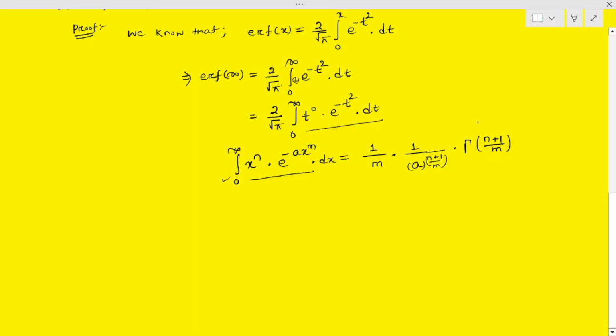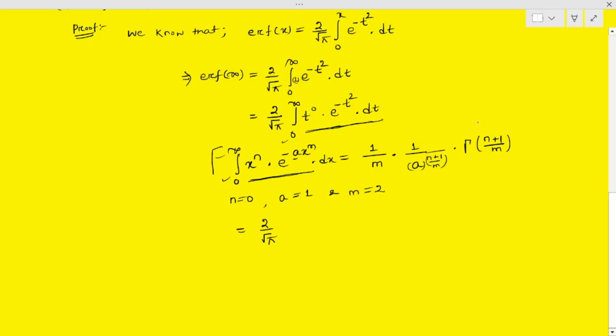You just compare this integral with that integral. Here the limits are 0 to infinity, and there also 0 to infinity. Here n is 0, a is 1 and m is 2, since minus a x to the power m corresponds to minus 1 t to the power 2. So comparing the two integrals, we find n equal to 0, a equal to 1 and m equal to 2. So this integral value will be how much? It is equal to 2 by root pi.